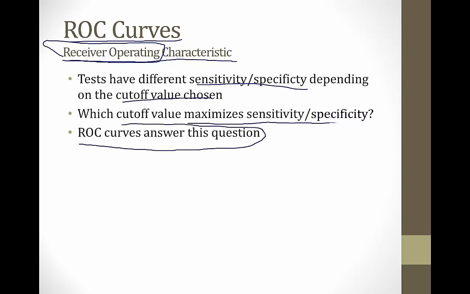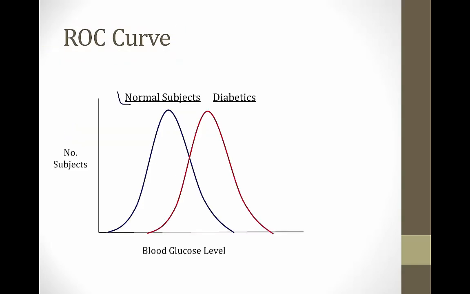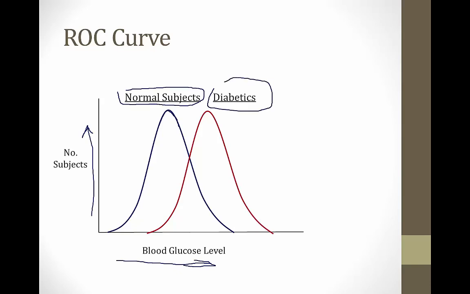If you want to know which cutoff value maximizes sensitivity and specificity, one way to do this is to do an ROC curve analysis. So let's imagine we take some normal subjects and we measure their blood glucose level, and we plot their blood glucose level along the x-axis and the number of subjects who have each measurement on the y-axis. And the normal subjects look something like this blue curve right here. Then let's also imagine that we take some diabetics and we do the same thing, and the diabetics look like this red curve right here. So on average, the diabetics have a higher blood sugar than the normal subjects, but the problem is that the two curves overlap a little bit.